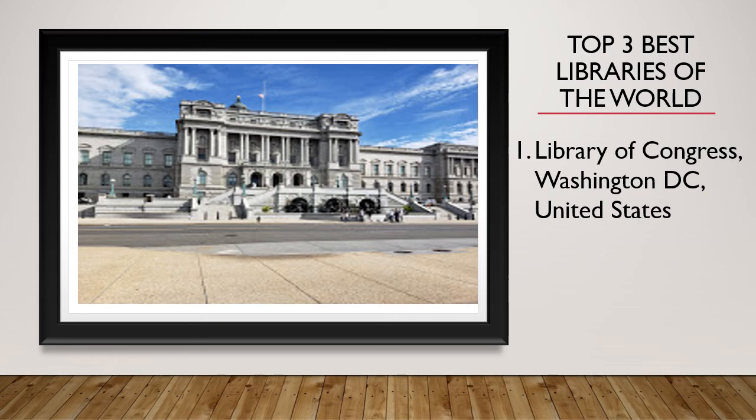Here in this picture, you can see the picture of Library of Congress. Here I have specified the website for that library. So you please go to this website and explore a lot about Library of Congress. This Library of Congress is in Washington, D.C., United States of America. The Library of Congress is the research library that officially serves the United States Congress and is the de facto National Library of the United States. It is the oldest federal cultural institution in the United States.